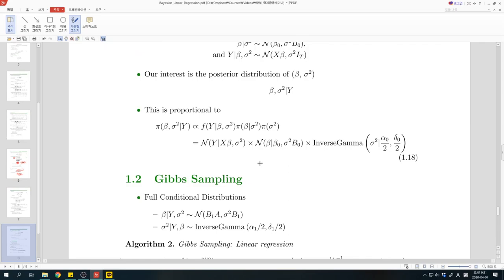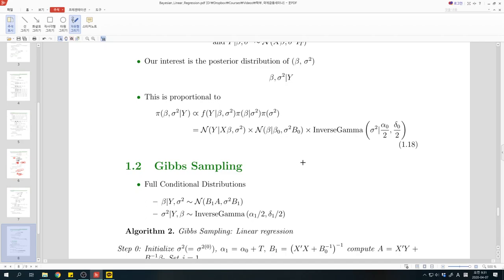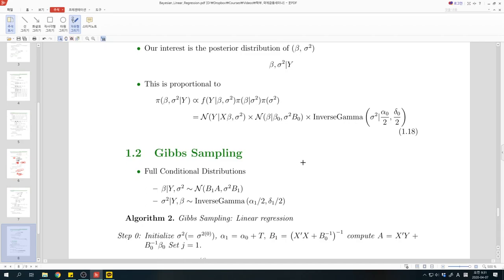We have no idea what kind of distribution beta and sigma square follow. At this point, let's remind ourselves what we know. If sigma square is given, then we know the distribution of beta given y and sigma square, and it follows a normal distribution. If y and beta are given, then we know that sigma square follows an inverse gamma distribution, right?